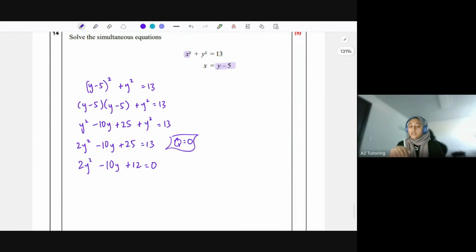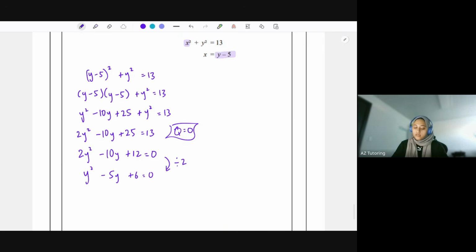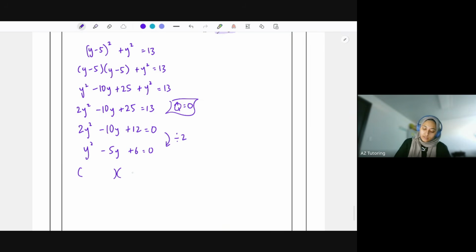Now, to make this easier, since 2, minus 10 and 12 are multiples of 2, I can divide the whole equation by 2. So I get y squared minus 5y plus 6 equals 0. That's a lot easier to solve than the top one. So I don't have to use the quadratic formula. I can just factorize this one. Two numbers that multiply to give me 6 and add to give me minus 5. That would be minus 2 and minus 3.